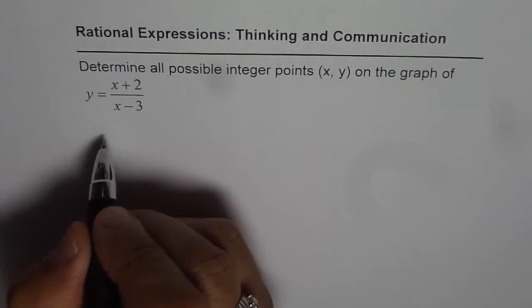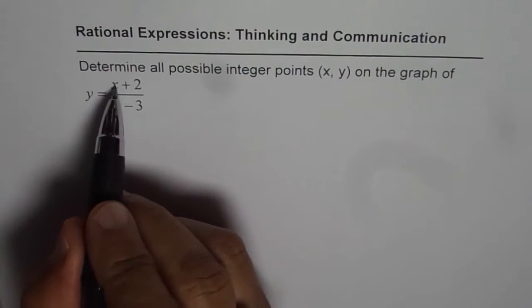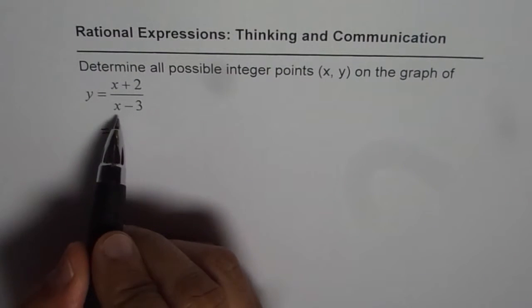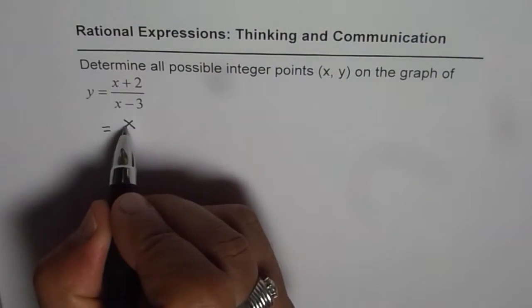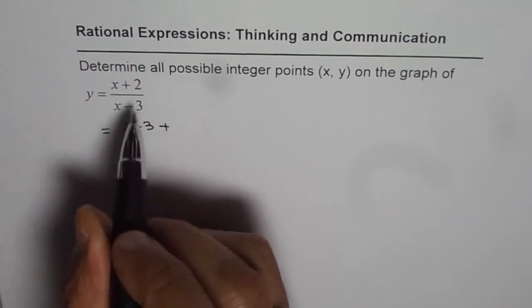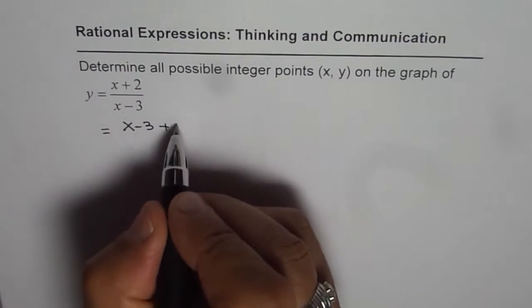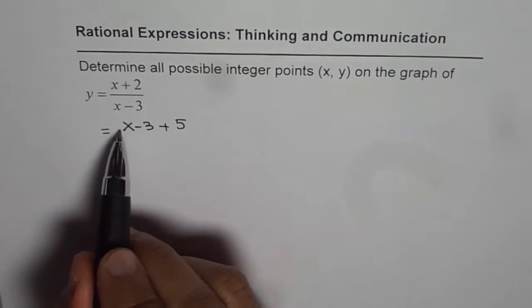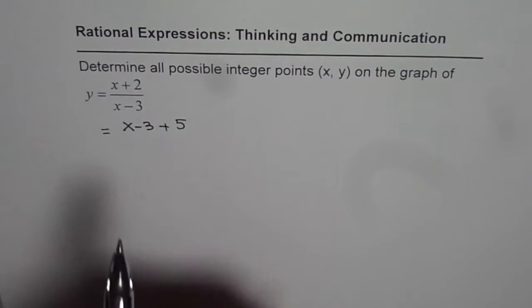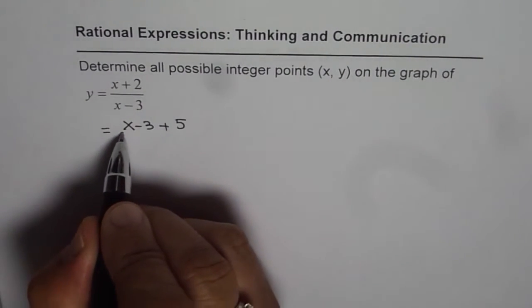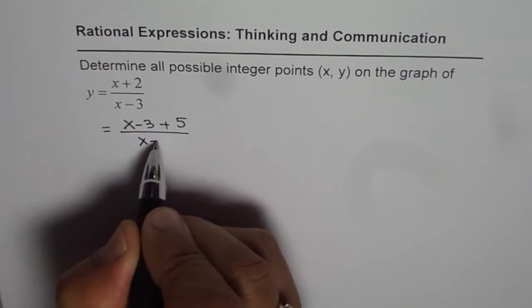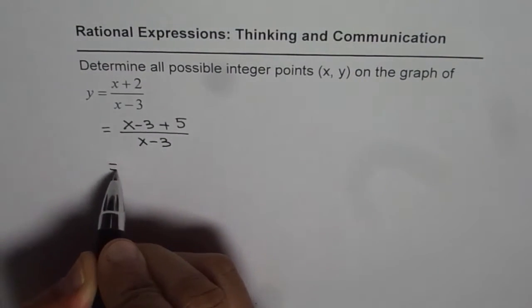We can rewrite this expression. x + 2, we should write this in terms of x - 3. It is x - 3 plus what? So 2 is -3 plus 5, correct? So x - 3 plus 5 is indeed x + 2. So we can write the numerator like that, and the denominator is x - 3. See what difference it makes.